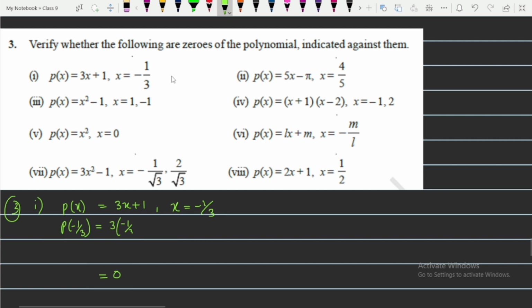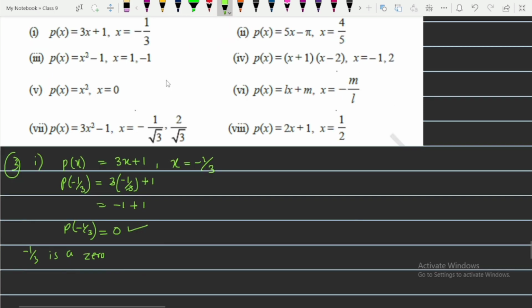So here you can see 3 gets cancelled, so what remains is minus 1 plus 1. So p of minus 1 by 3 is coming 0. Yes, it is coming 0 here. Therefore you can say that minus 1 by 3 is a zero of the polynomial, okay?